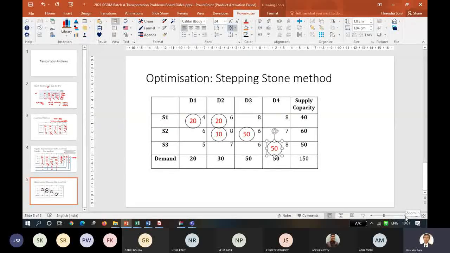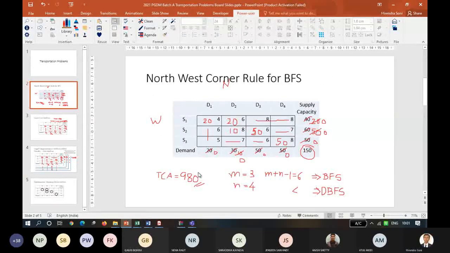Sir, since the number of allocations are less. Yes. Sir, that 50 should be in D4S2, right? This solution I have taken from northwest corner rule method. So there, that time we have got 20, 20, 10, 50, 50. Okay, got it, sir. I am doing this so that we get a couple of iterations, and while doing those couple of iterations, अपना revision भी हो जाएगा.